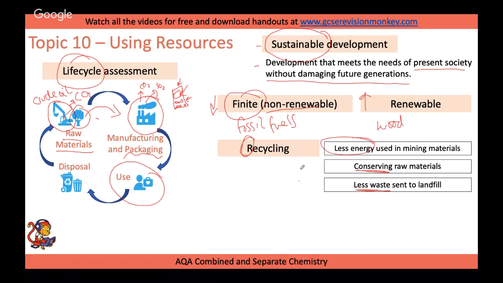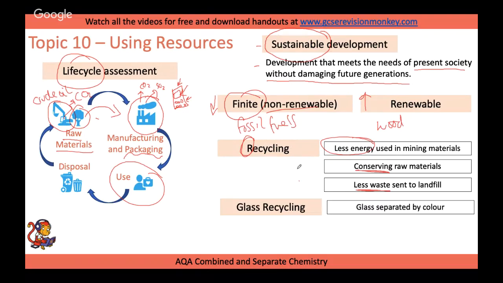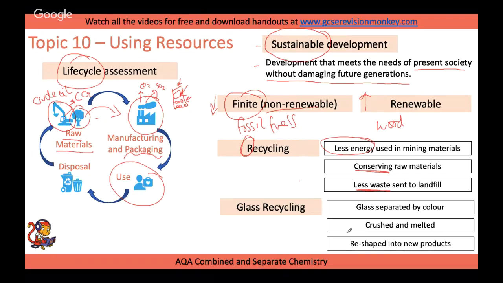So you've probably been to the glass bins before, so you'll know the first point straight away, in that you separate the glass by the different colours of the bottles. So for glass recycling, the first step is to separate the glass by the colour. So you put green, brown and colourless glass in different bins. It's then crushed and melted, and then it's reshaped into new products. Okay, so that's a specific example you need to know about glass.